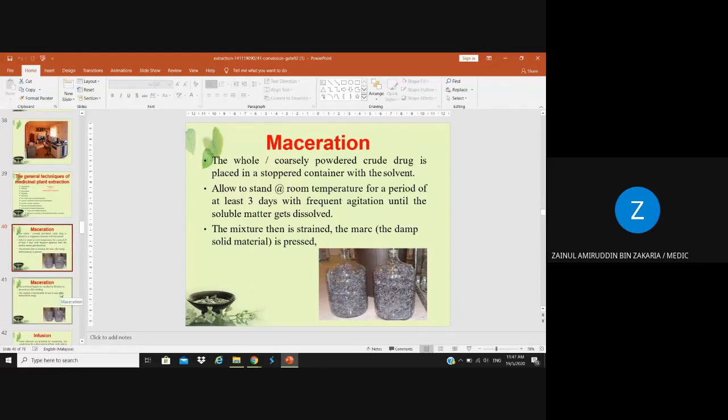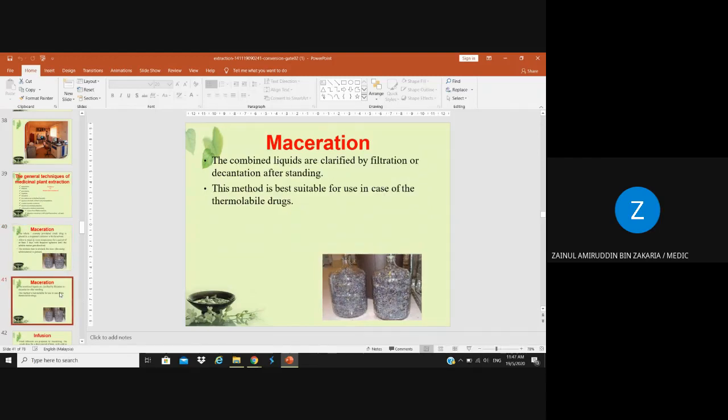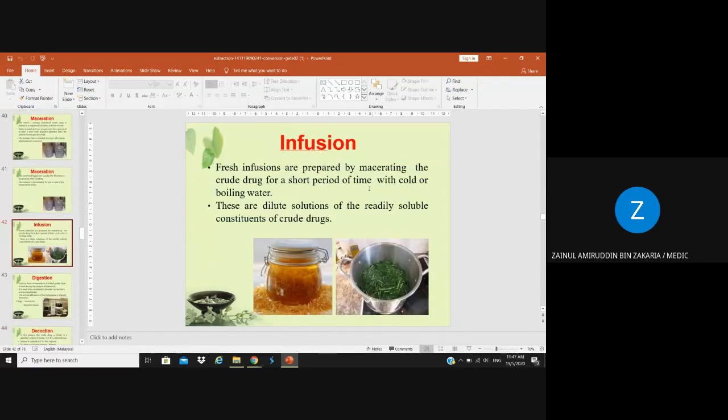to get all the liquids. So then you have to filter the liquid that you get. Then only you will have your crude extract, so that you can remove all the small particles. That's why you need to do filtration. And infusion, you use a fresh infusion prepared by macerating.